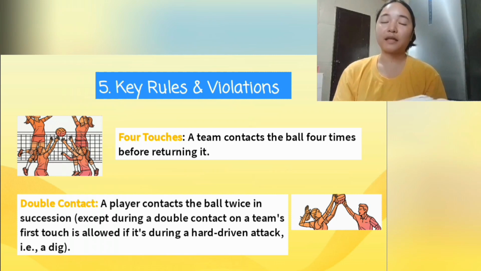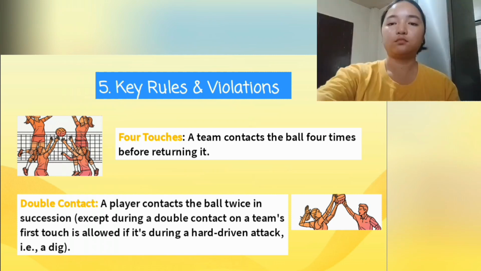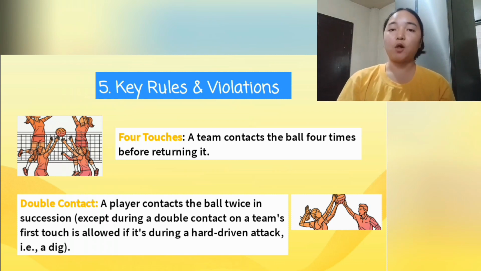So example, if a team receives the ball, passes it, sets it, spikes it, and then touches it again, that is already 4 touches or violation. Next is we have double contact.